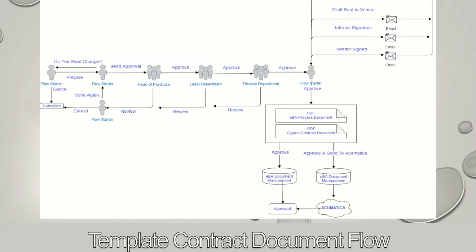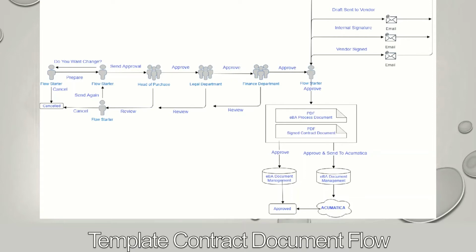The template contract documents flow presented in this next slide introduces a few added mechanics. We've mentioned before how there will be a preparation stage where the flow starter builds a contract based on an existing template uploaded in the system. After the preparation stage, the contract follows a seemingly similar approval flow as the previous. In the best case scenario, the contract will cross the acknowledgement of the head of purchase, the legal department, the finance department, and back to the flow starter upon collective approval.